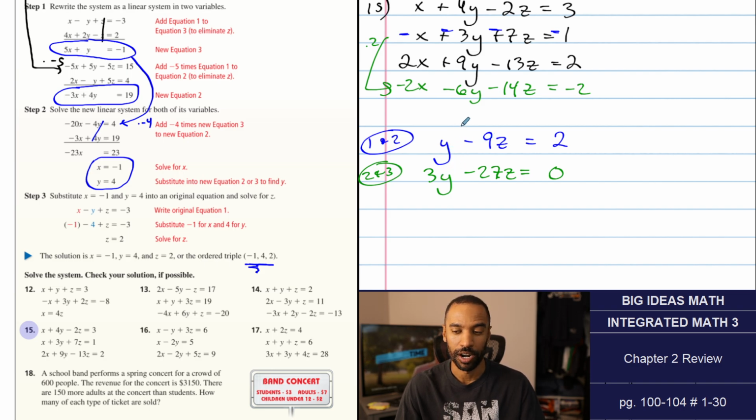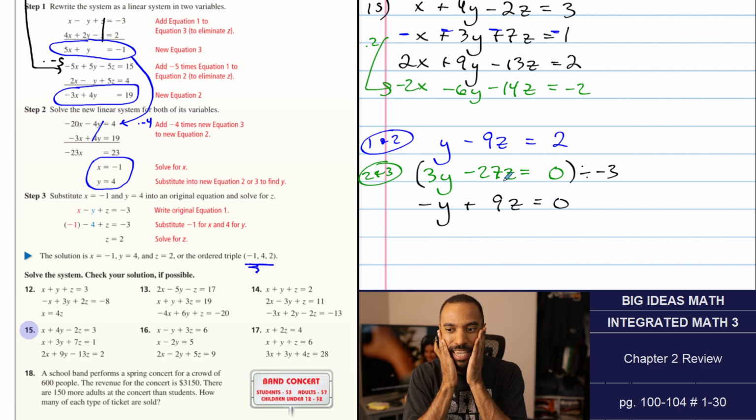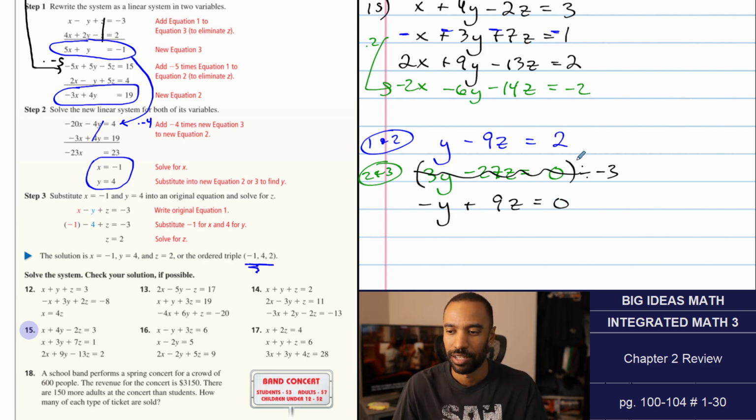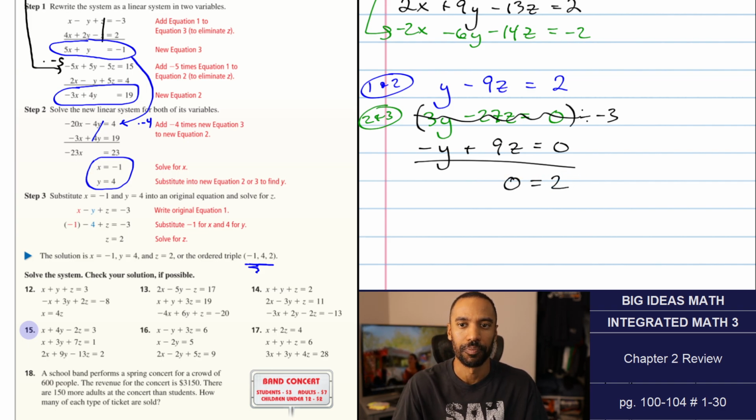But even furthermore, if I'm looking to cancel out a variable, I could cancel out y's by dividing by negative 3. That'll give me negative y plus 9z equals 0. And gasp, what are you seeing here? You're actually seeing a y minus y, which is 0. Negative 9z plus 9z is 0. 2 plus 0 is 2, but you get an equation that says 0 equals 2.